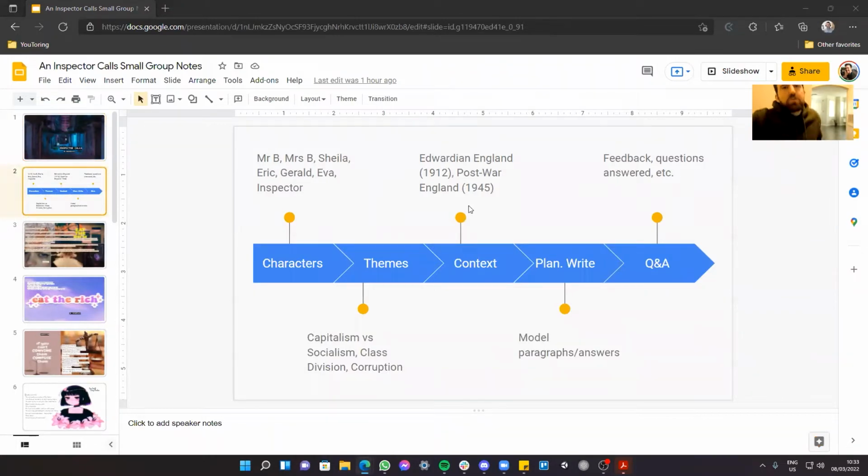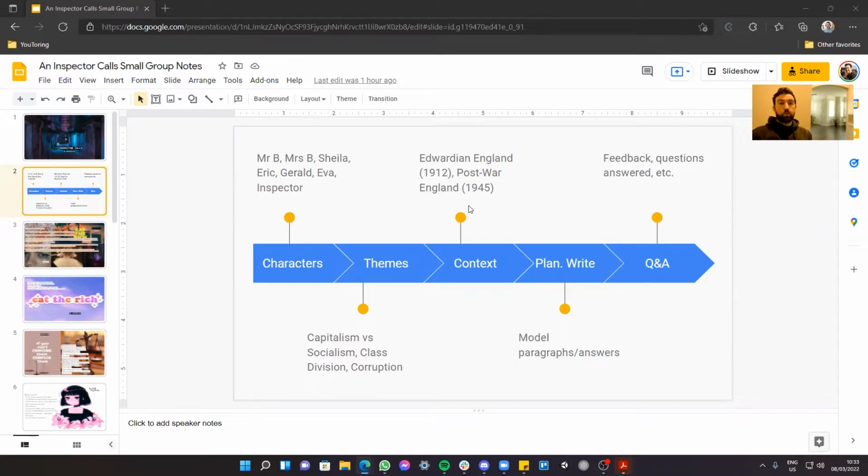The overview of this session is going to basically be looking at some characters, which will include Mr. Birling, Mrs. Birling, Sheila, Eric, Gerald, Eva, the inspector. So there's lots and lots of characters that we have to cover. Capitalism versus socialism as one of the themes, class division as one of the other themes, corruption as one of the other themes. We'll be covering the context, which for most exam boards is really important as well.